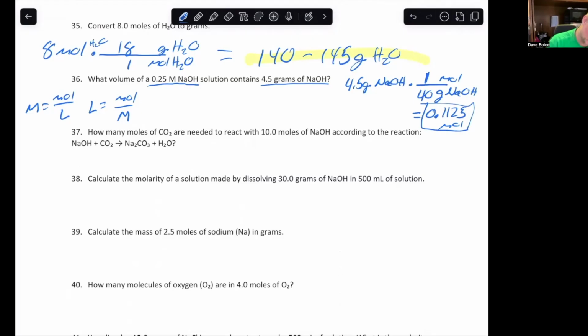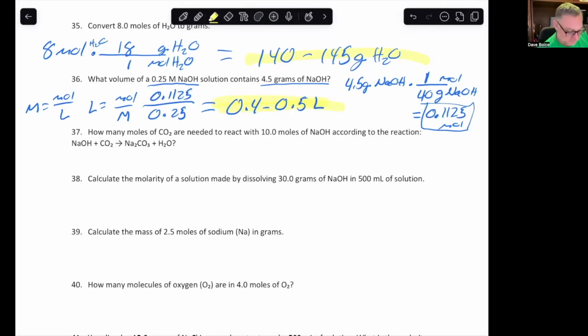Okay, so liters is going to equal moles, which is 0.1125, divided by molarity, 0.25. And if I put that into my calculator, I'm going to get 0.45 liters. Okay, I don't need to convert it into anything. So I can just leave that. Now, of course, your answer is going to need to be more precise, so to 2 decimal places, but you get the point.